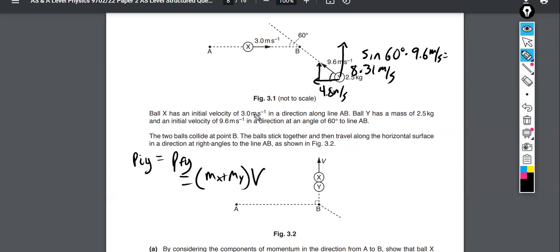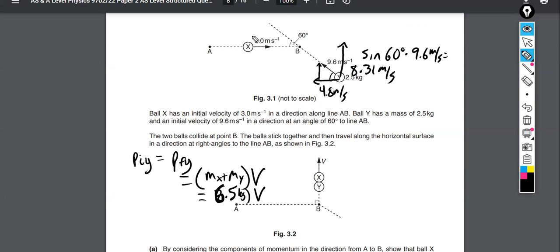We know the mass of each one because we already figured out what the mass of x was. If we couldn't figure it out, they told us, show that it's 4. So that wouldn't stop us from solving the next one. So 2.5 plus 4 is 6.5 kilograms times v.